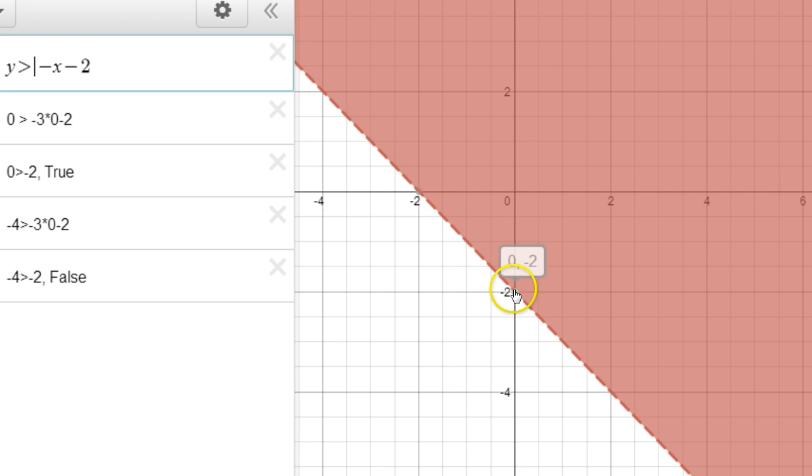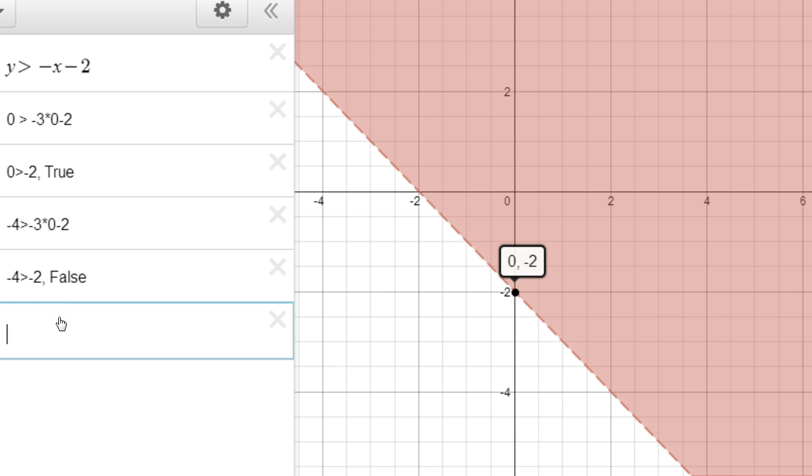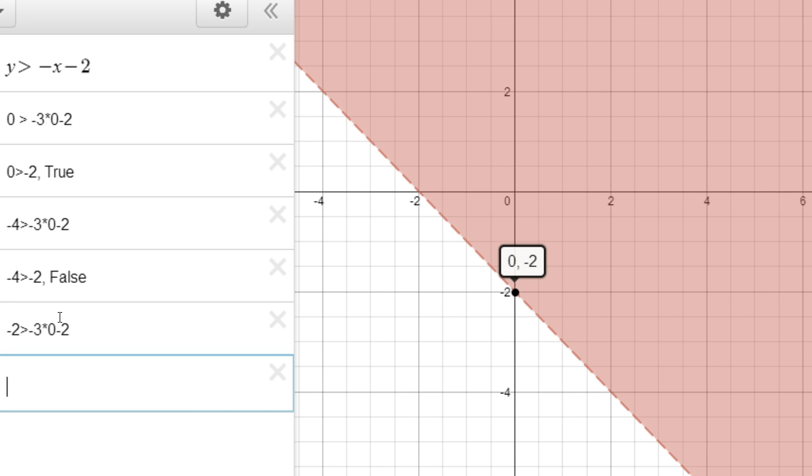Okay, now I do want to go back. What if I picked a point that was on the dotted line? Would it fulfill this statement? So let's test it and plug it out. Alright, so -2 is greater than -3 times 0 minus 2. Okay, well once again that right side is going to turn into -2, so -2 is greater than -2. Now if you notice, that is not a true statement, that is actually a false statement. So this helps support the fact that anything on the line is not included in my answer.